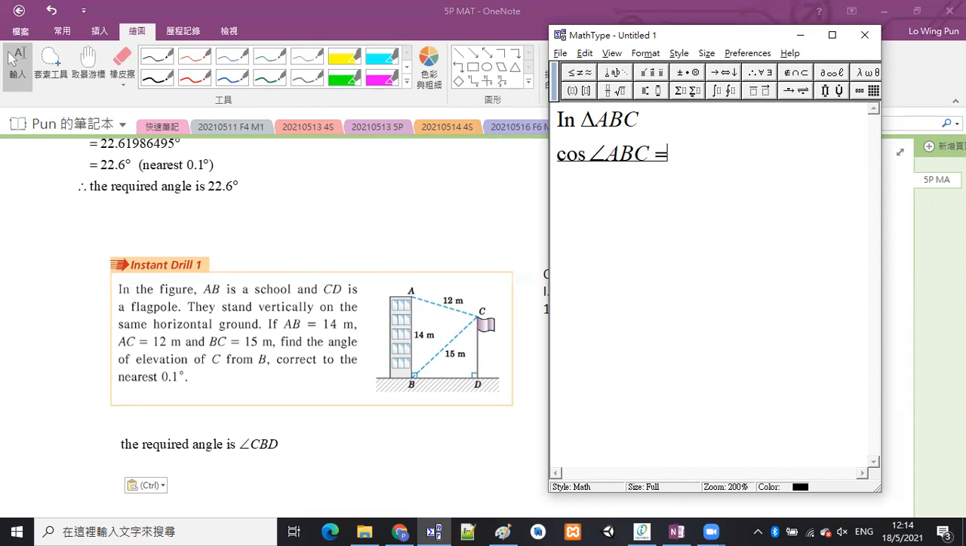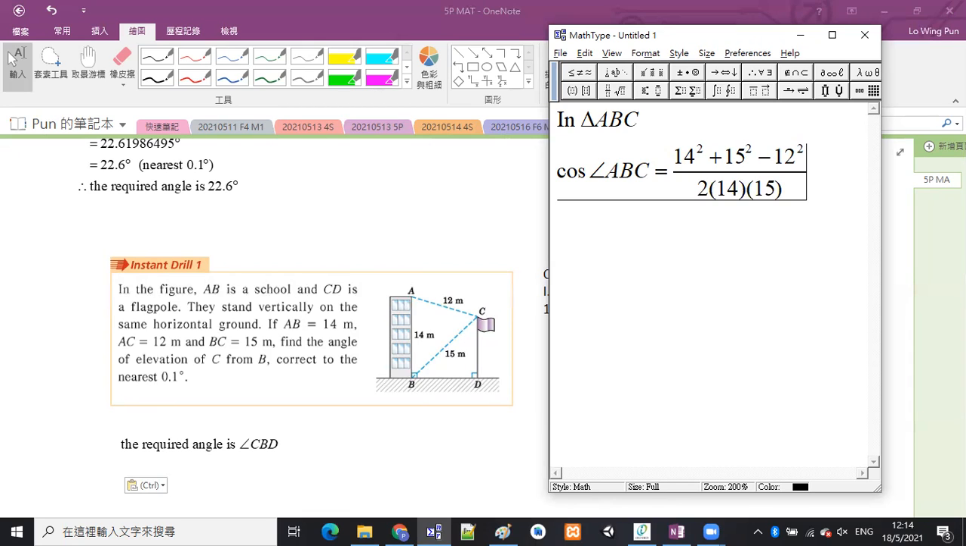Cosine angle ABC is equal to a fraction. And then just locate the negative terms first. I want to find this angle ABC. This angle is looking at the side 12 meters, right? So this 12 will be the negative term. Should be minus 12 squared. Okay? And then we have a squared plus b squared. That will be 14 squared plus 15 squared. Okay? And then divided by 2 times 14 times 15. So this is the cosine formula we have learned in chapter 9.